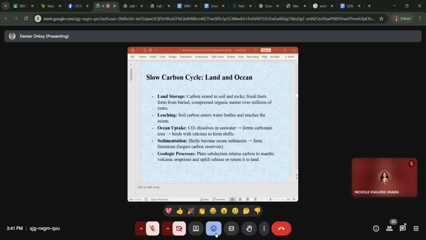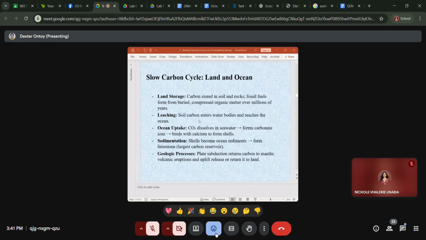And these carbon storages are somehow used as well by human civilization, by us. We use them a lot as a source of energy, gasoline, for example, or charcoal. But at the same time, these carbon-containing compounds in the soil can be washed into the bodies of water through leaching. So, soil carbon enters the water bodies and reaches the ocean.